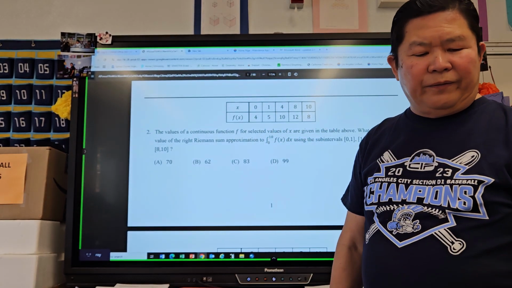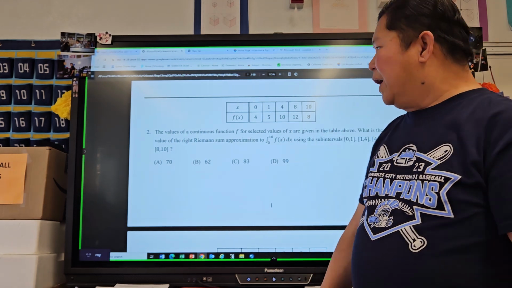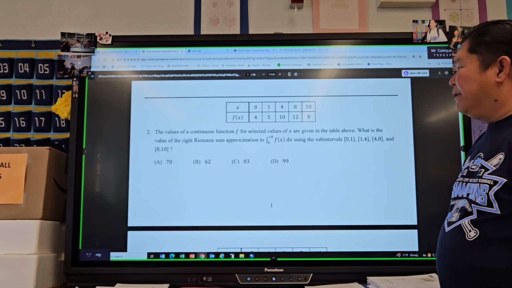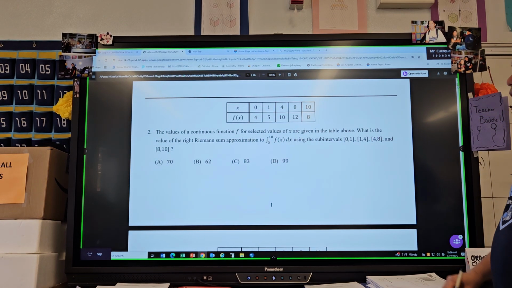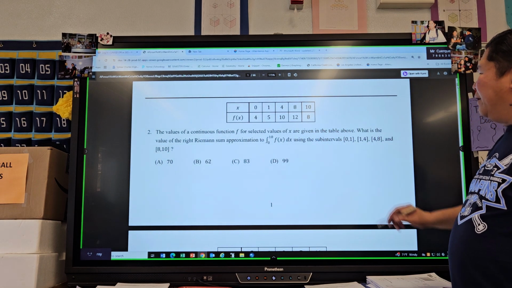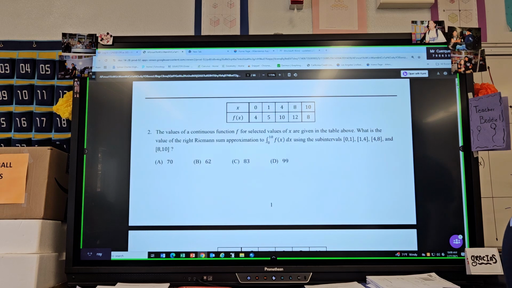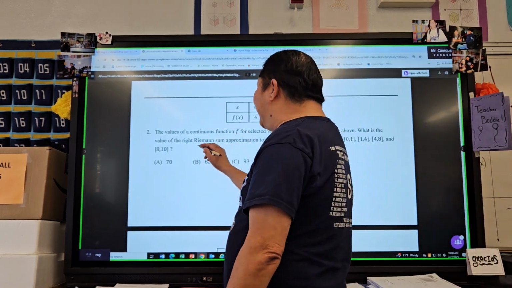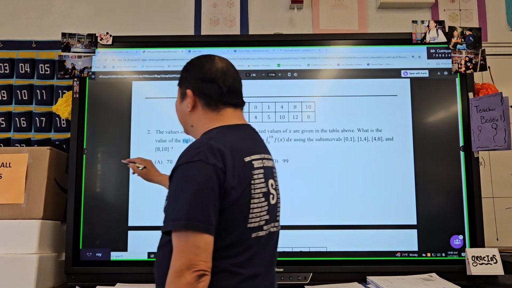So let us identify this first, the interval. But before that, the problem says the values of a continuous function f for selected values of r are given in the table above. What is the value of the right Riemann sum? So can you highlight this first? Right Riemann sum.